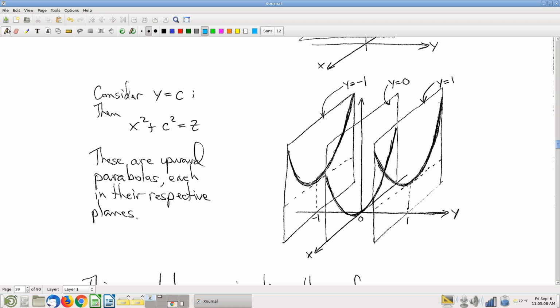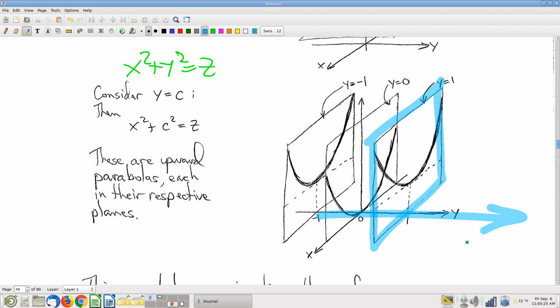Okay, so let's go through our process again, starting with our original. We have x squared plus y squared equals z. That was our original equation, trying to figure out what this thing looks like. Let's look now at these kinds of planes, sort of vertical planes. By the way, notice perpendicular to the y-axis. So what do those cross sections look like?